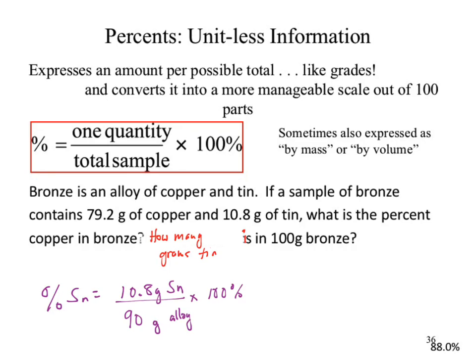Right? Okay. If I want to figure out grams of tin in 100 grams of bronze, what we can do is track our units here and stop looking at our percent tin and say, well, I know I have 10.8 grams of tin in 90 grams of an alloy. How many grams of an alloy do I have?